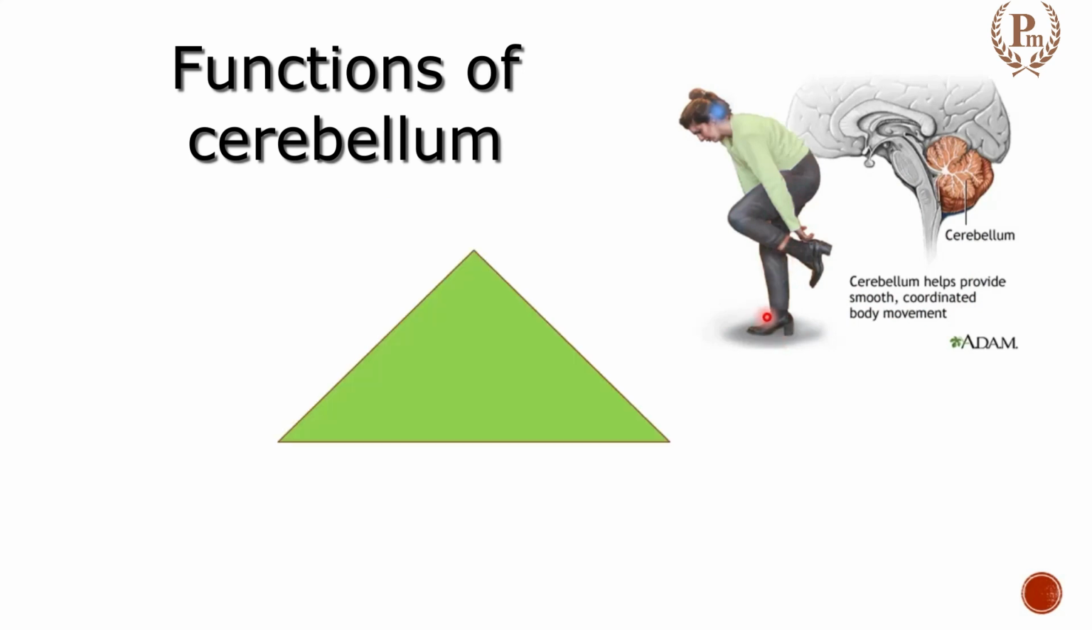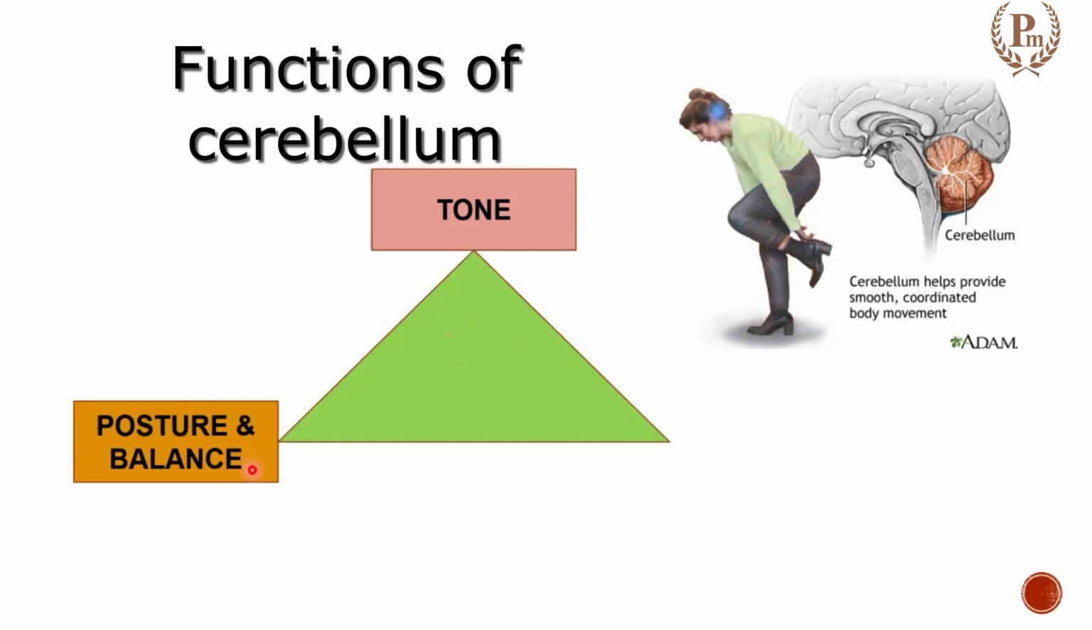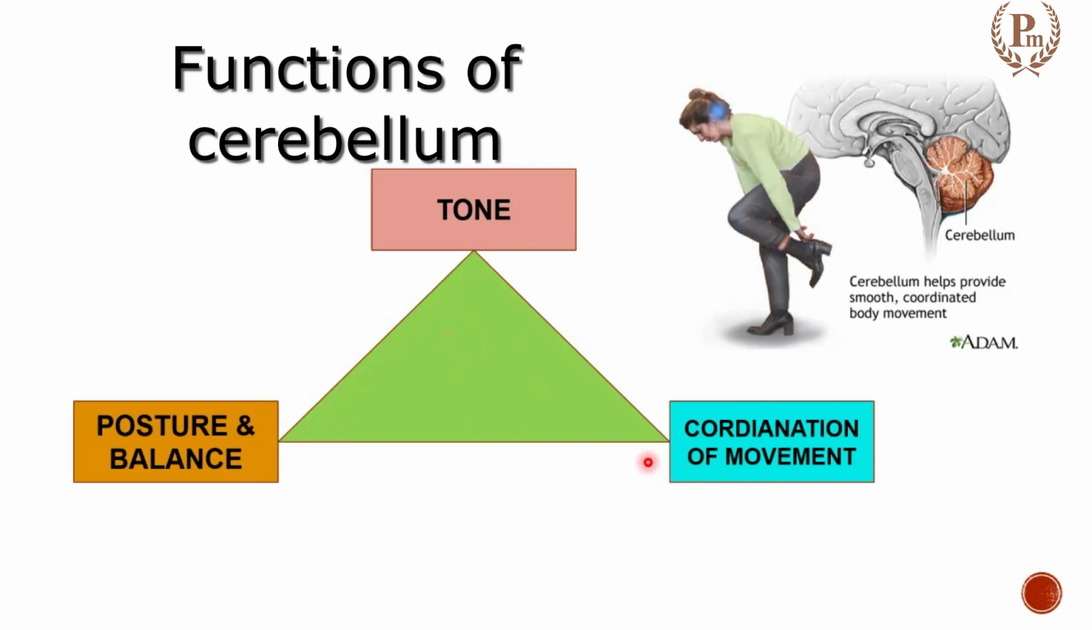If you come to the cerebellum, I can remember the functions of the cerebellum as a triad, 3 important functions. What are those? Tone, posture and balance, and coordination of movement. So if anybody asks you what the functions of the cerebellum are, even if you forget everything you have learned in the last few slides, don't forget these 3 functions of the cerebellum. These 3 are the triad of most important functions of your cerebellum.